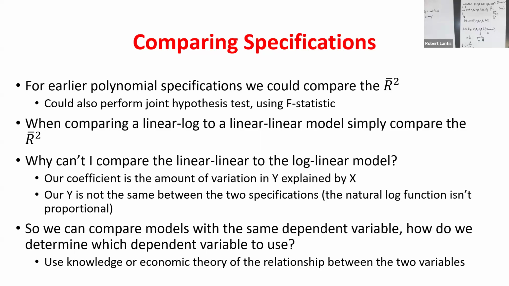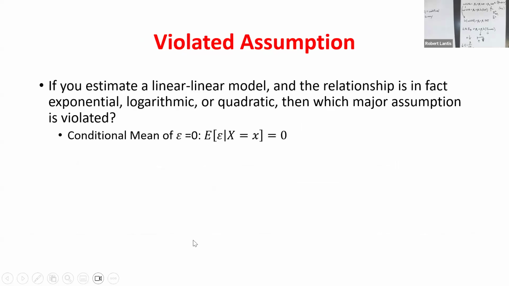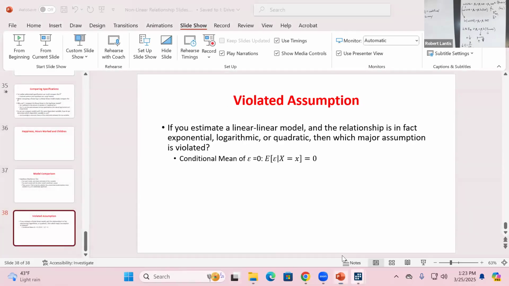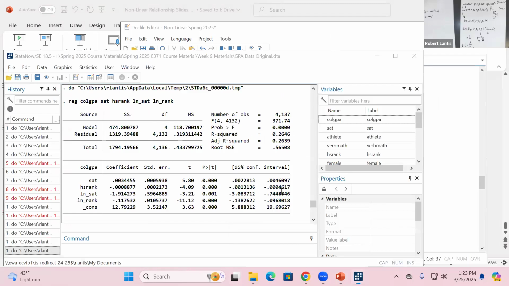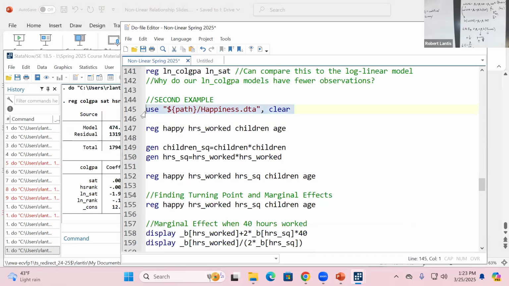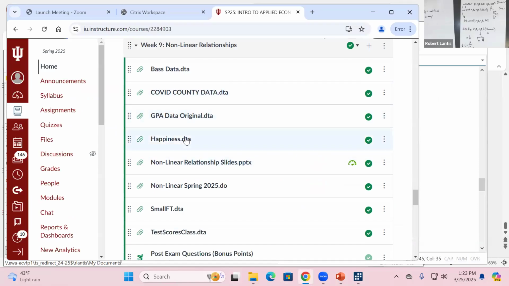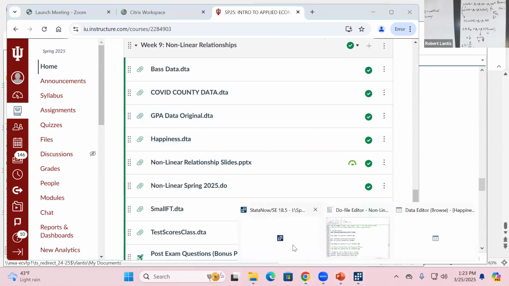Okay. All right. Where are we at on time? Oh, plenty of time here. So what do I have here? We'll get out of the slides and we'll go to this other data set, which is happiness. Right? So that once again should be laying there in that week 9 files.